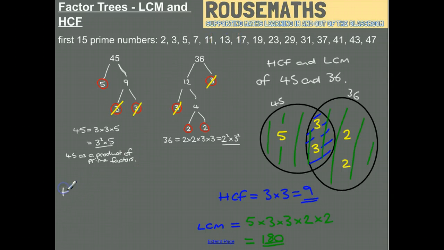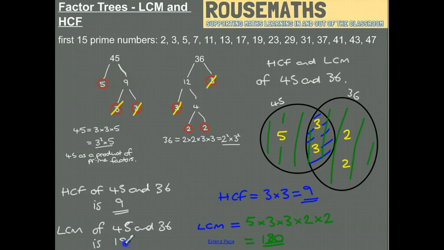So for these ones, the highest common factor of 45 and 36 is 9, and the lowest common multiple of 45 and 36 is 180. You could have found that lowest common multiple just by doing multiples of 45, multiples of 36 until you get the same number in both. But this is just a more advanced way of making sure that you can find both more easily. Good luck putting that into practice.